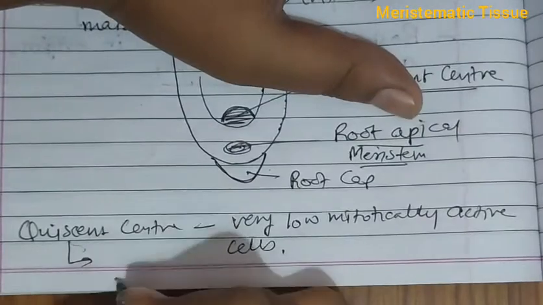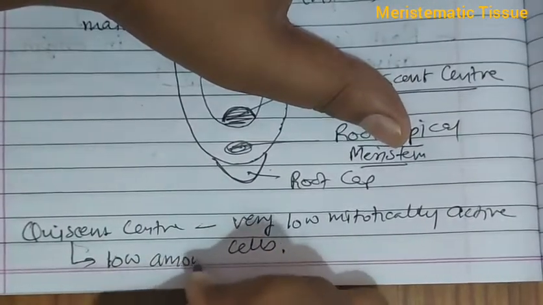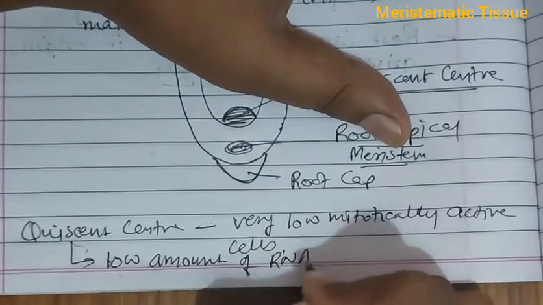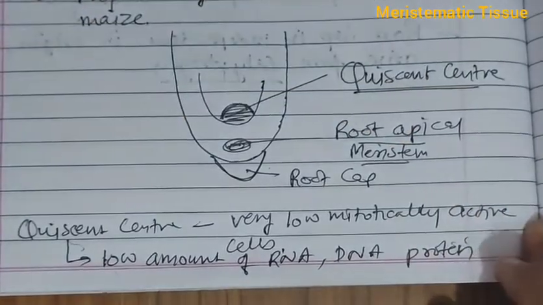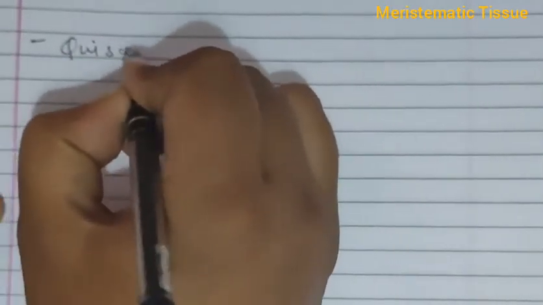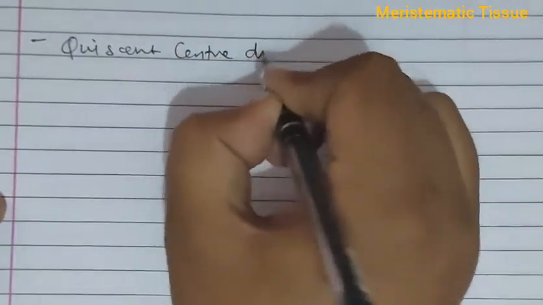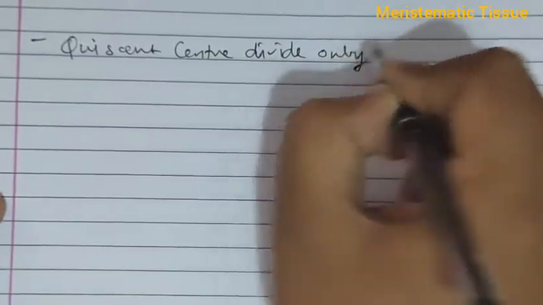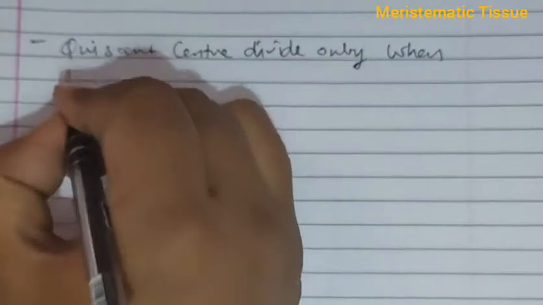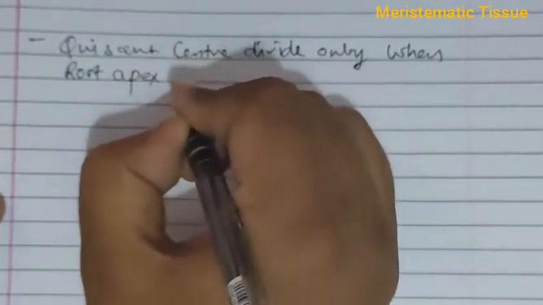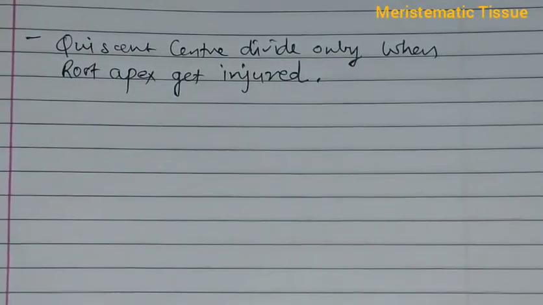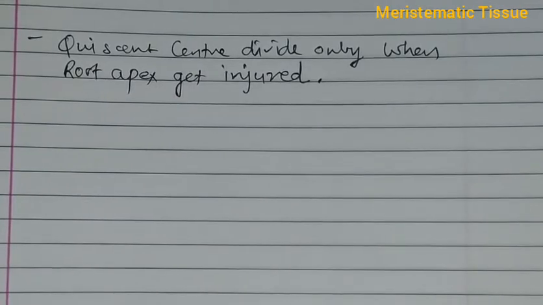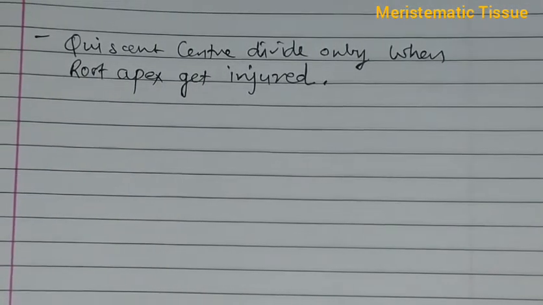This quiescent center has a low amount of RNA, DNA and protein. And this quiescent center divides only when the root apex gets injured. So when the root apex gets injured, this quiescent center will divide and help in the growth of this particular root. So these are all the root apex organizations.